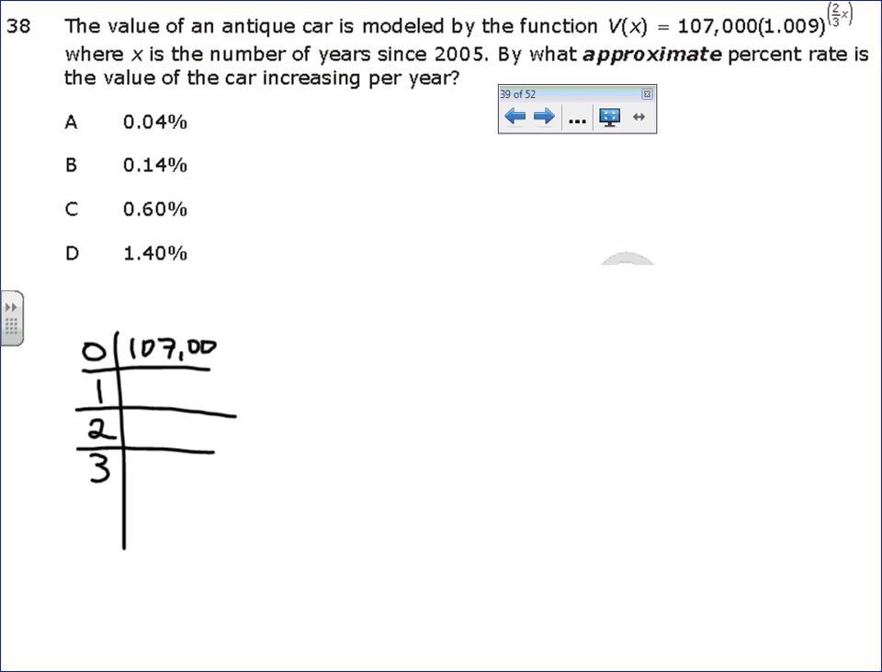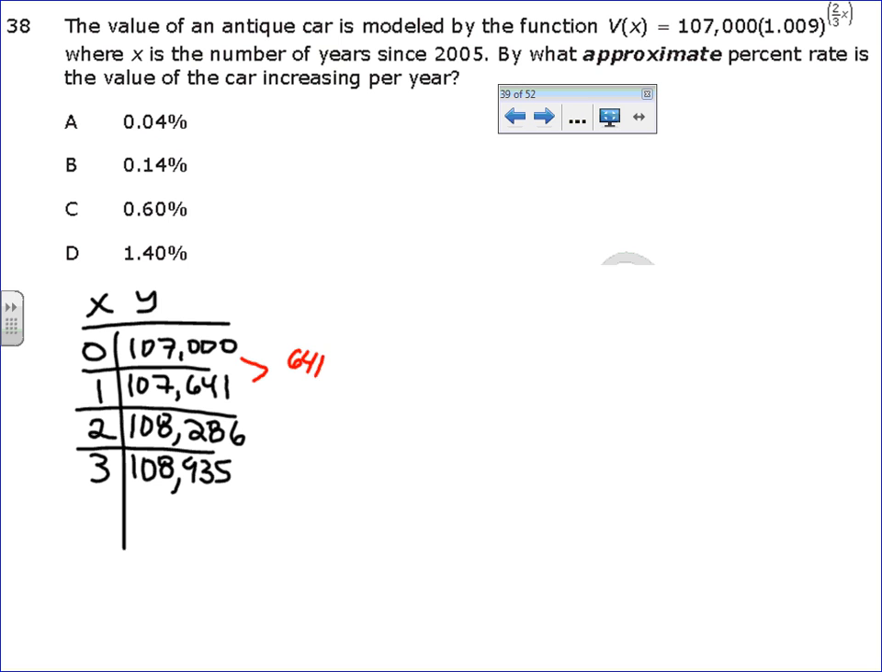So it starts at 107,000. After 1 year, it's at 107,641. That's at 108,286. And then the 3rd year is 108,935. Then I said, okay, well, I'm going to try to figure out how much it's going up by. So I used my calculator and I subtracted. And this went up 641. From here to here, it went up 645.